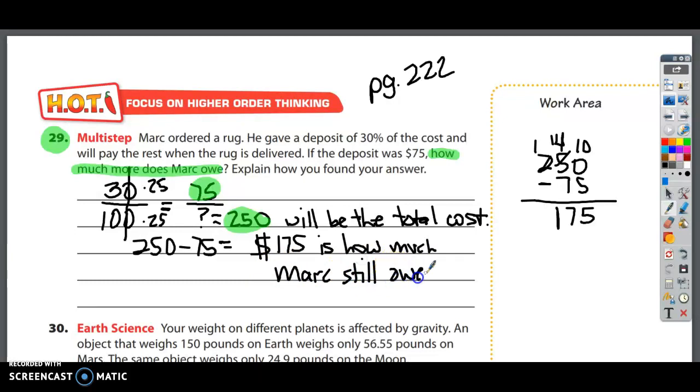And I'm going to put a box around that to emphasize that that's my final answer. I got a bunch of work there. I actually modeled all my work on those lines so that you could have some work on your lines too. So I did a proportion, I modeled everything, I subtracted, and 175 is what's left. It's how much he still owes.